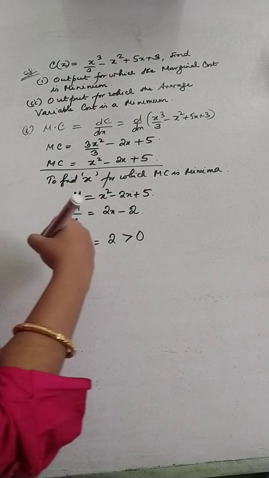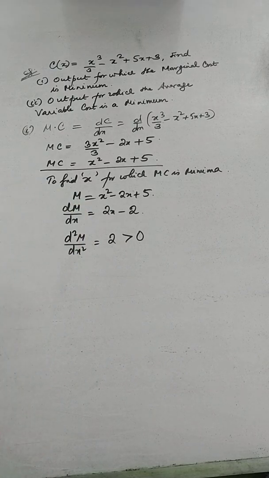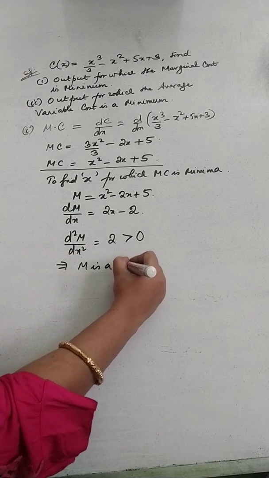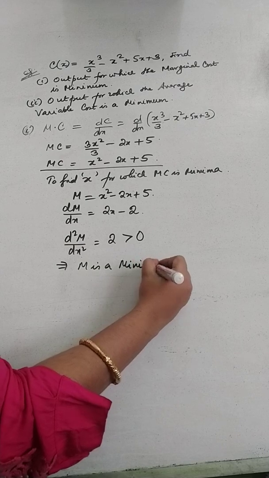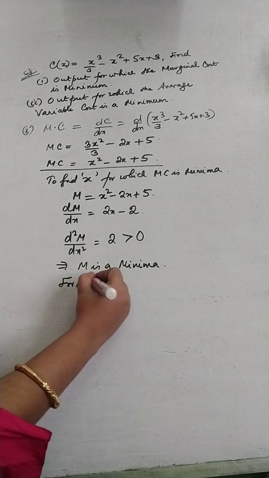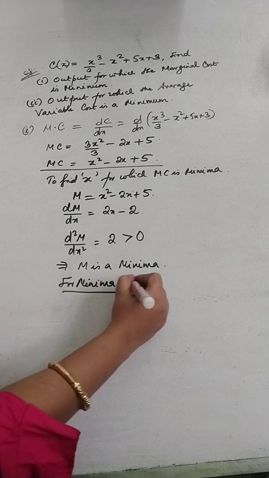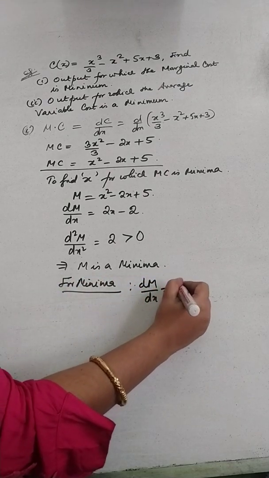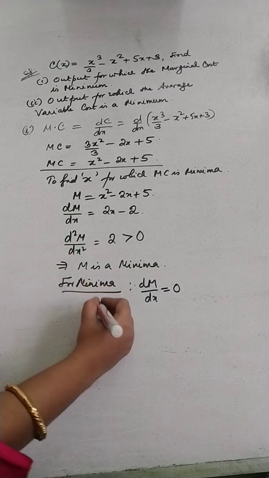So therefore, do we have a maxima? Do we have a minima? It doesn't depend on x. Whatever be the value of x, the second derivative is always positive. This implies M is a minima. And for what value of x is it a minima? For that we have to solve. For minima, dM/dx is supposed to be equal to 0. This is what we are supposed to solve.